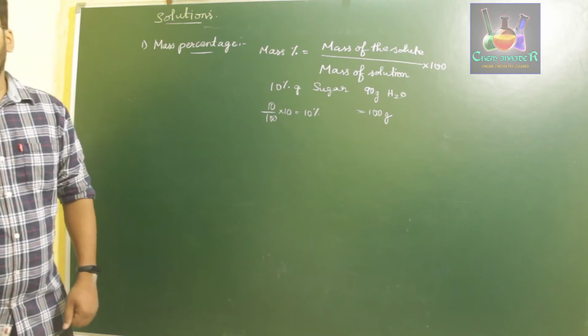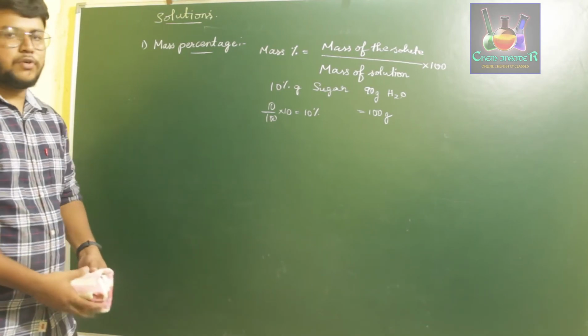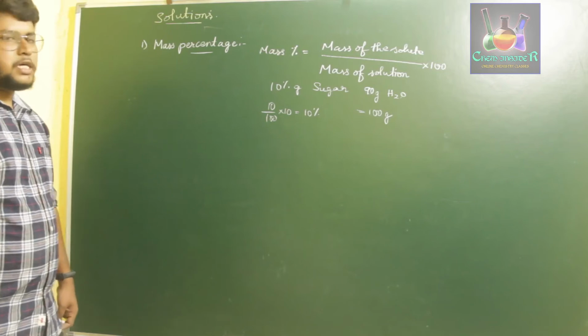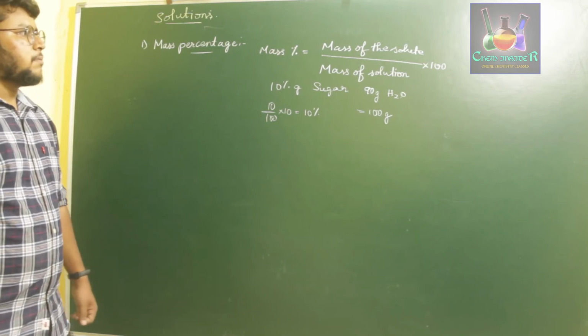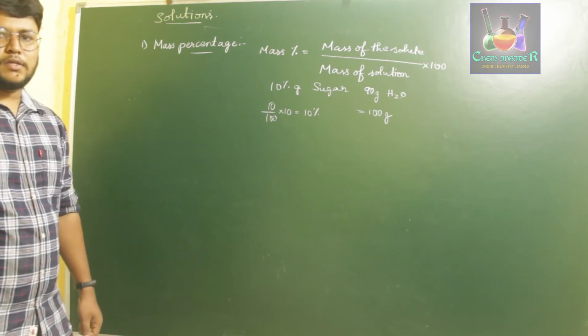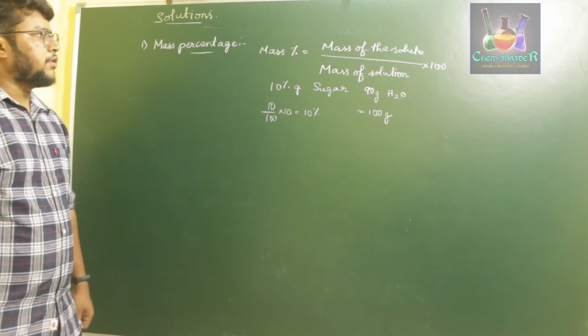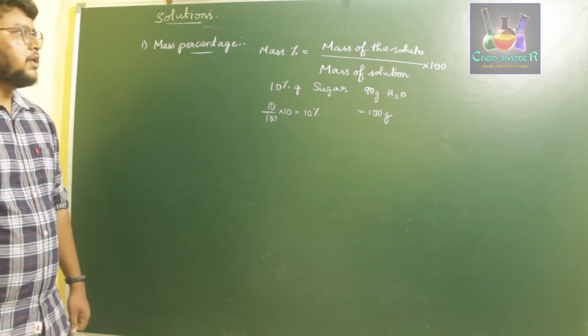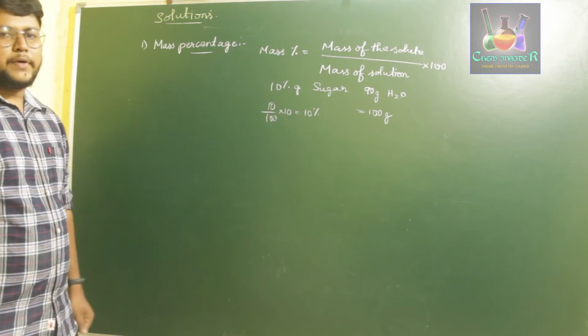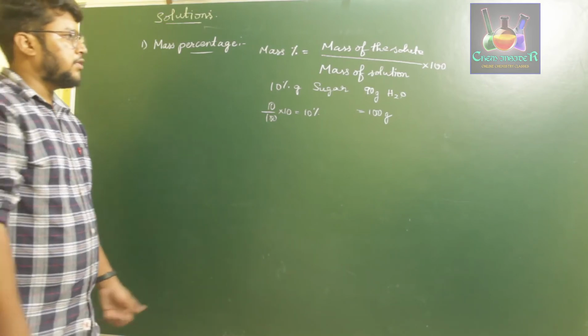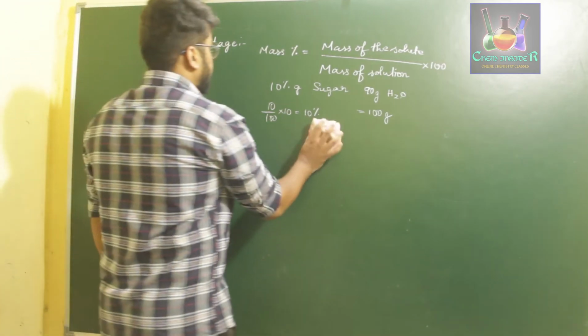So if you have to determine the mass percentage of a component, mass percentage is equal to mass of solute divided by mass of solution into 100. If you have to determine the mass percentage of solvent, then it will be mass of the solvent divided by mass of solution into 100. So this is about mass percentage.